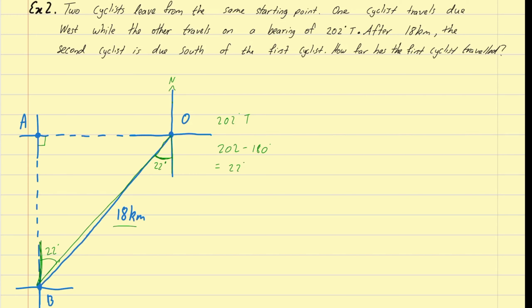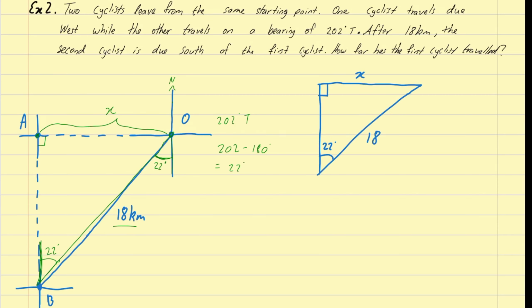How far has the first cyclist traveled? Now remember the first cyclist, he started from O and he went all the way due west to point A. So in other words, the question is saying, what's that distance right there? And as you can see, it's very similar to the previous question that we did. Now, if you can't work with this diagram that we had, that's fine. Draw it up again just for your own sake.